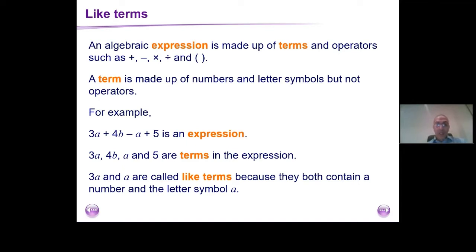3a and a are called like terms because they both contain a number and a letter symbol. So a and 3a are like terms. 4b and 5 are not like terms because you do not know what the letter b represents. So the letters which are the same are classed as like terms. So terms make up an expression, and the like terms are the ones where the letters are the same.